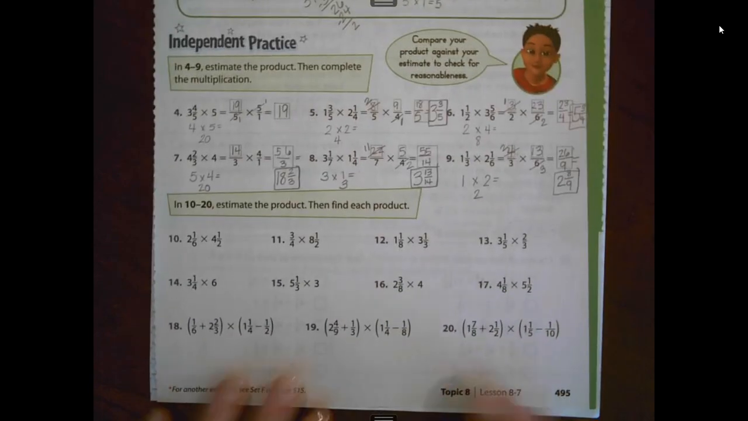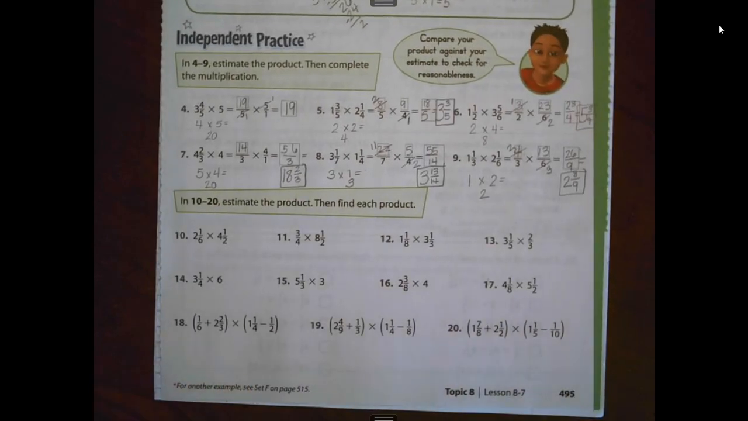All right, so numbers 10 through 17 are the same way. You're going to get a quick estimate, and then you are going to convert each mixed number to an improper fraction. You're going to make any whole number factors a fraction over 1. So I want you to work on those, pause it, and come back and compare it to my work. Then we're going to talk about 18, 19, and 20, and you'll need a piece of notebook paper for those.